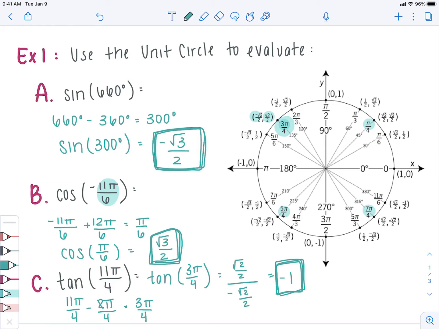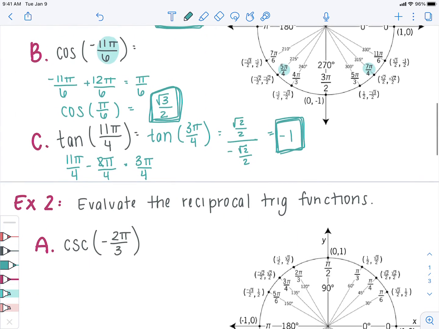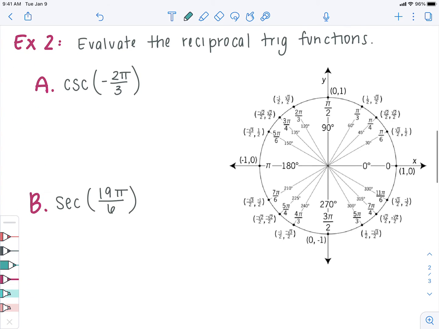So let's try one more example. Let's look at some reciprocal trig functions just to make sure you feel comfortable working with all of them. So if we're looking at reciprocal trig functions, we're still going to do the same thing. We're still going to come in, find the coterminal angle on the unit circle, and then evaluate the trig function. So if we look at the first one, cosecant of negative 2 pi over 3.